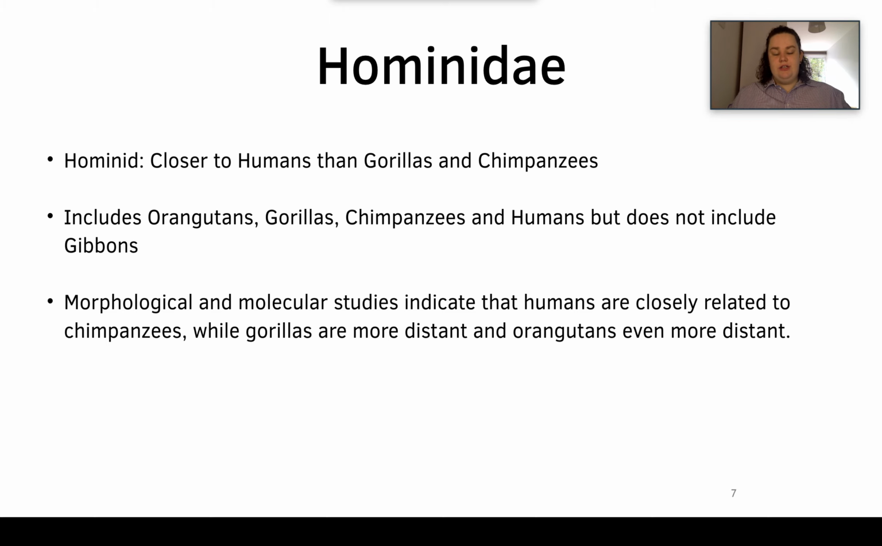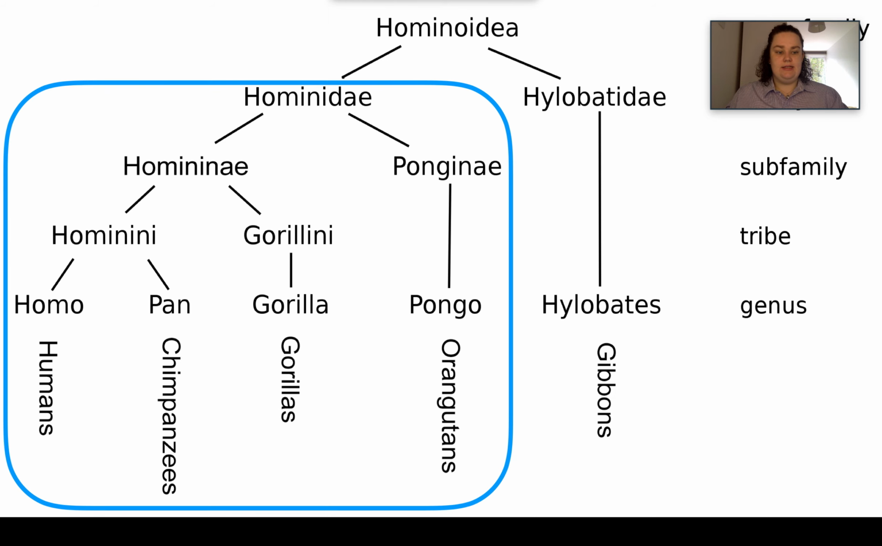Morphological and molecular studies indicate that humans are more closely related to chimpanzees, whilst gorillas and orangutans are a lot more distant. So we share, I think it's something like 95% of our DNA with chimpanzees, which is really, really interesting. And here's another little tree to make that a bit easier to understand.